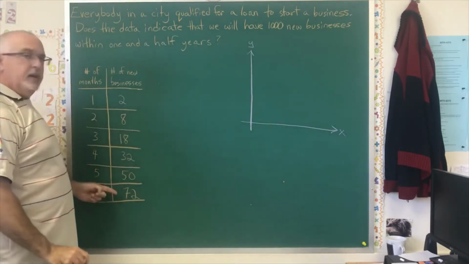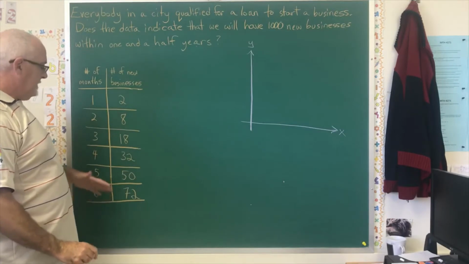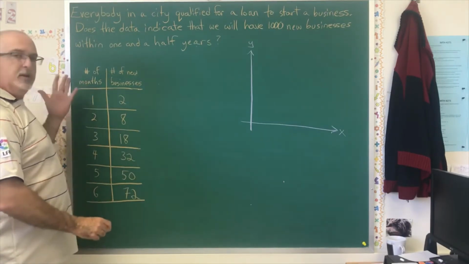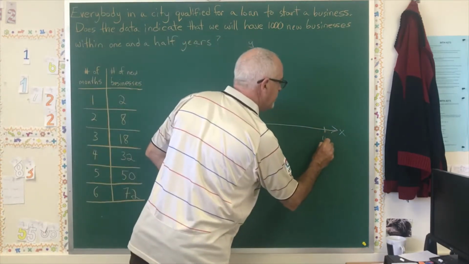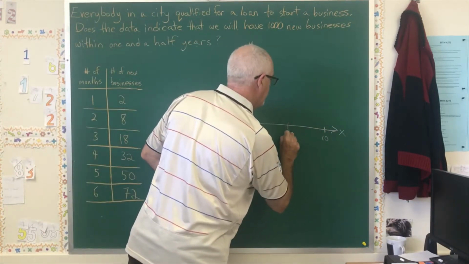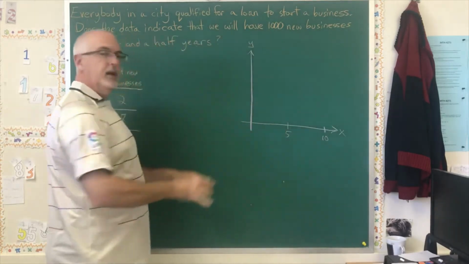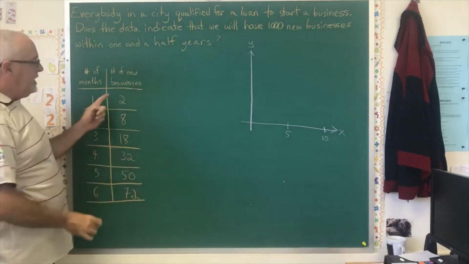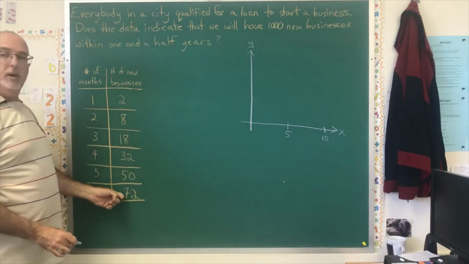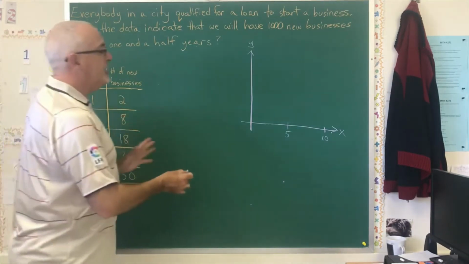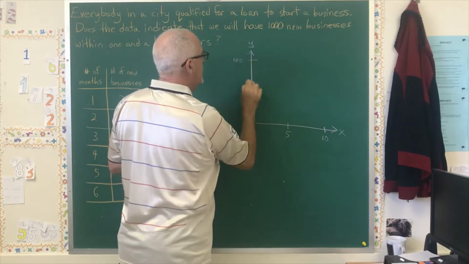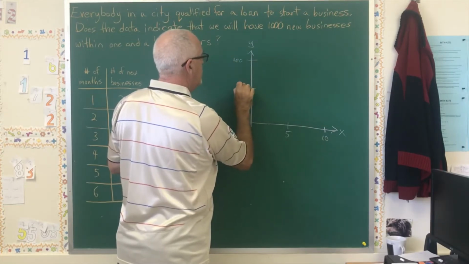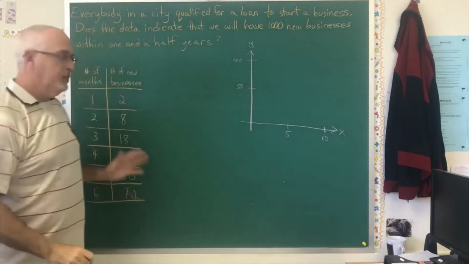And I want to make sure that these points will fit. So I have to scale. Along the x-axis I just have from 1 through 6. So I'm going to put 10 here, and then 5 halfway. And I have scaled my x-axis so these numbers will fit. But the y-axis, the numbers go all the way up to 72. So I need to scale differently. I'll put 100 here, and then 50. And now we can see what we're doing to be able to draw this graph.